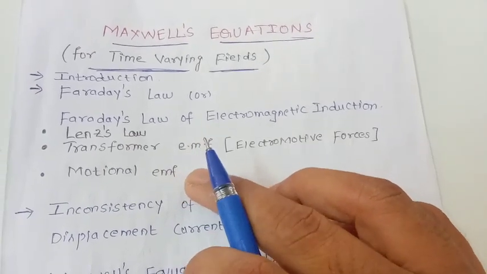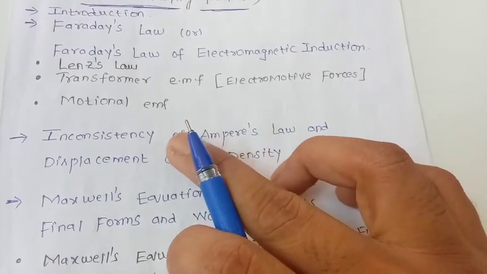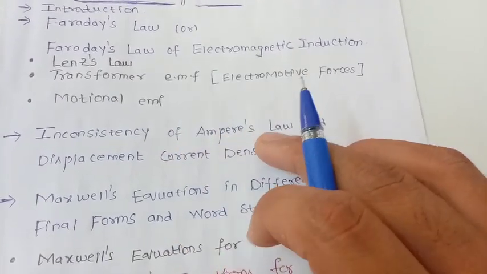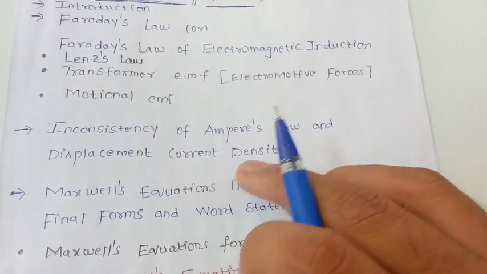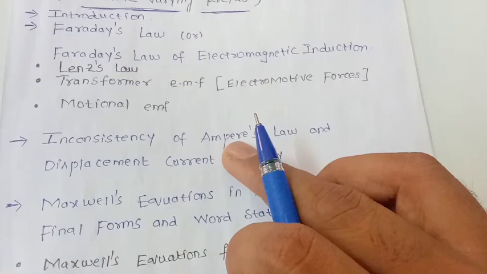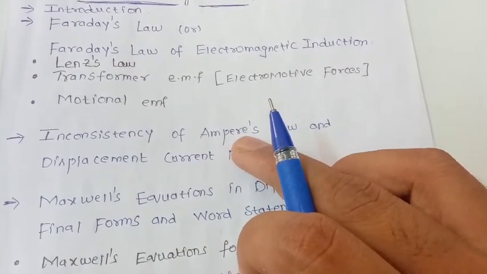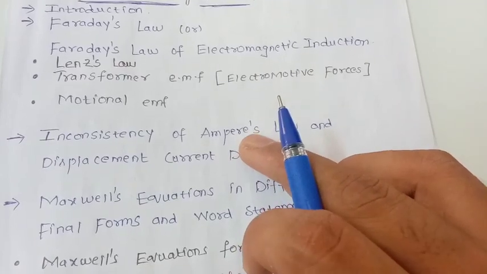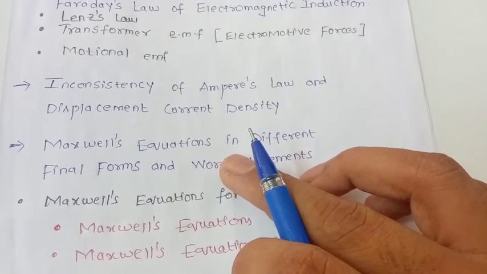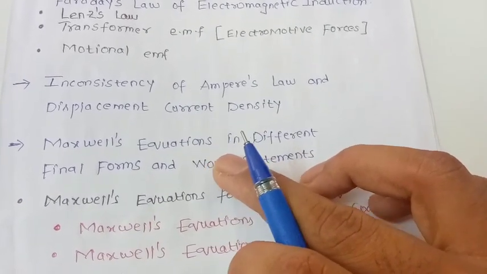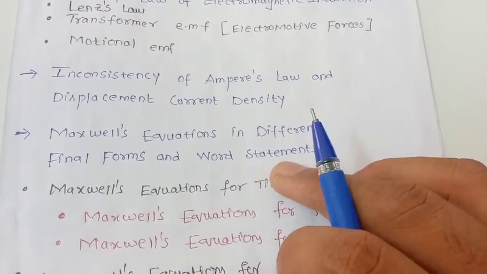motional EMF. Then coming to the next topic, that is the second topic, inconsistency of Ampere's law or Ampere's circuit law, and displacement current density. In this topic we are going to see the inconsistency in Ampere's circuit law, how Ampere's circuit law is modified by Maxwell's equations. Now coming to the very important question from your external point of view, Maxwell's equations in different final forms and their statements.